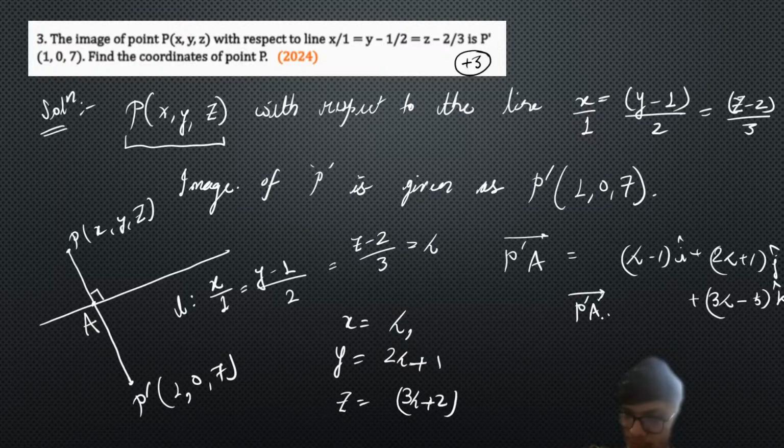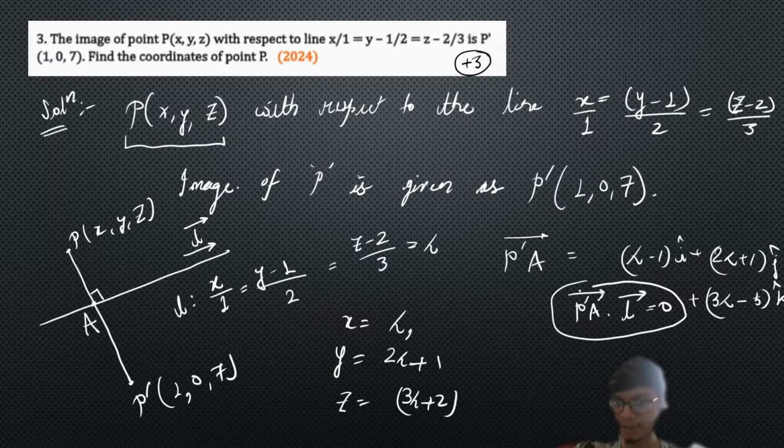So I will just take the dot product with the direction ratio of the line. I'm calling the direction ratio of the line as L vector. So this dot product with the L vector should be equal to 0, right? If we perform this manipulation, we'll get it equal to 0. From here I will get the value of the unknown, that is lambda, right? So instead of solving for the three variables x, y, z, we are solving in terms of lambda. Once we get the value of lambda, we put A as the midpoint of P P dash, and that's how we get it, right? As simple as that.